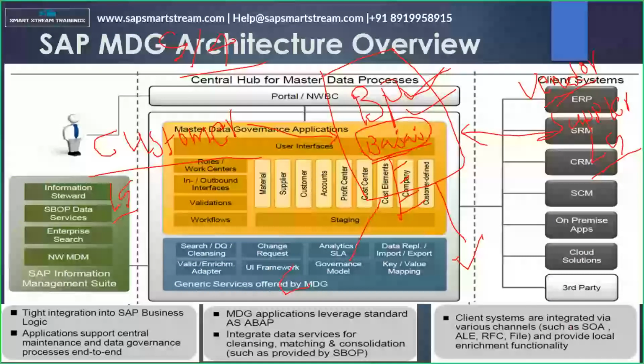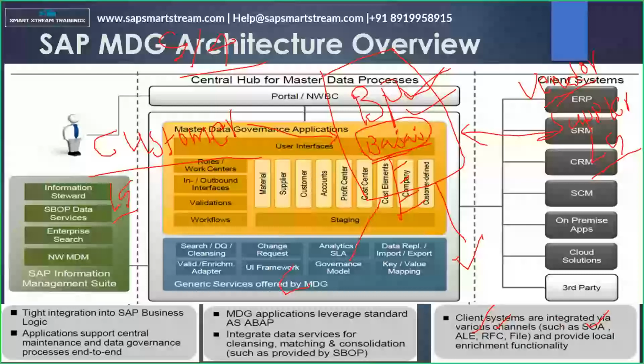The connections are SOA services, ALEs, RFCs. These are application layer integrations and SOA services to connect non-SAP systems. We will use separate topics for this going forward. That's a good question: how do we connect SAP to non-SAP? There are solutions available in MDG, and through that we can connect. So these are the connections.